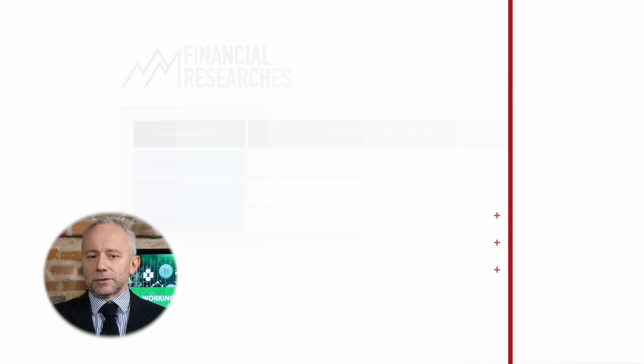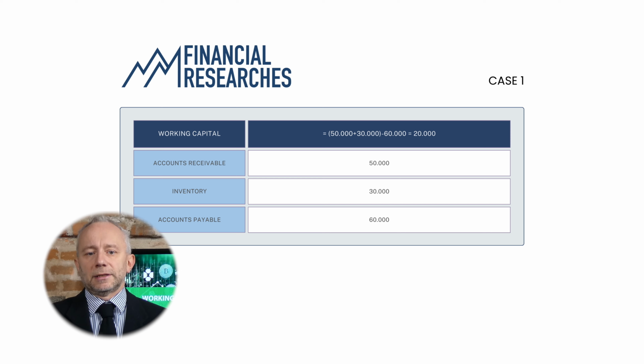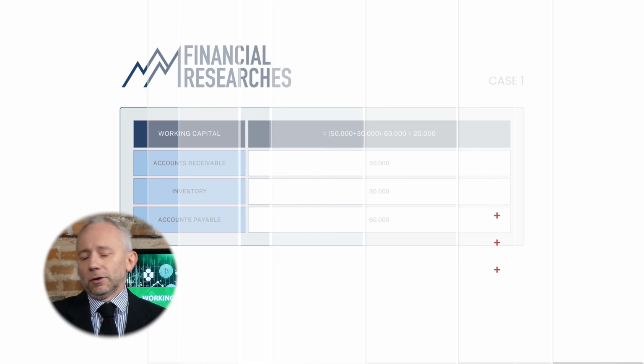Common mistake: many business owners think that increasing sales is enough to solve liquidity problems, but if customers pay late or stock is too high, the problem remains. Now let's see a couple of examples. Case 1. Let's think of a company with receivables to be collected of 50,000 euros, inventories of 30,000, and payables to suppliers of 60,000. The calculation is quite easy: 50 plus 30 minus 60, 20,000 positive. This company has a balanced management of working capital.